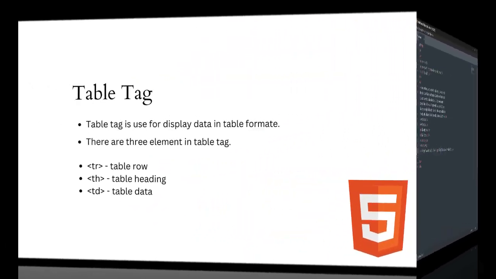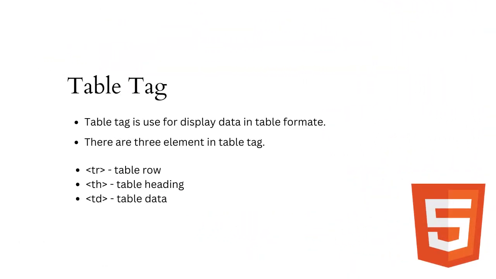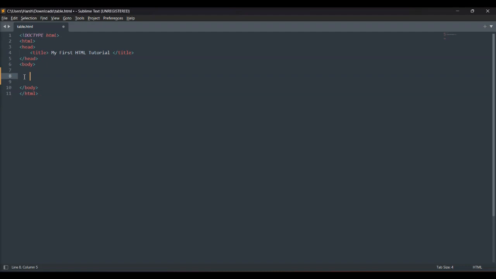Now we will discuss the table tag. The table tag is used to display data in table format. There are three elements in the table tag which are tr, th and td. Tr stands for table row, th stands for table heading and td stands for table data. Here we will discuss the table tag with an example.